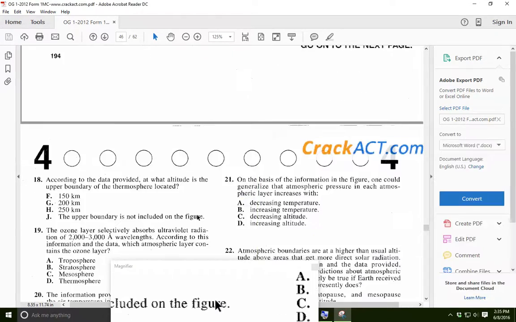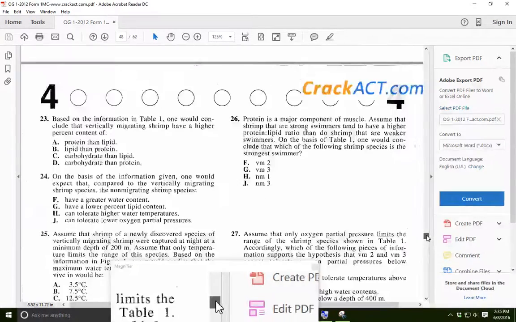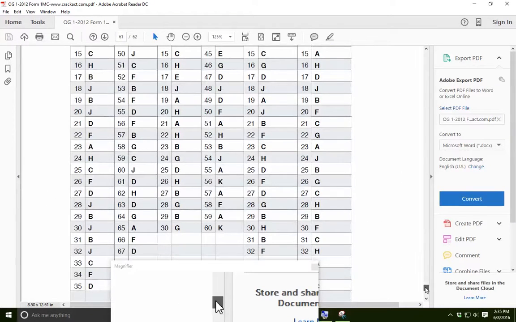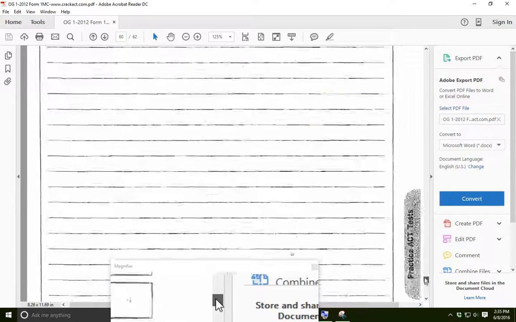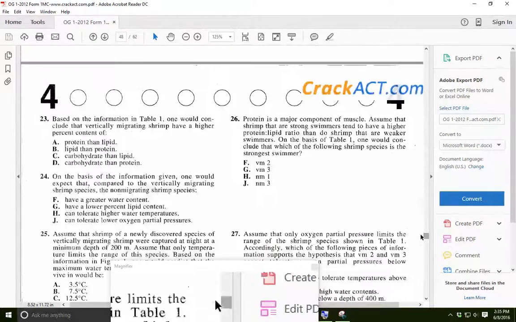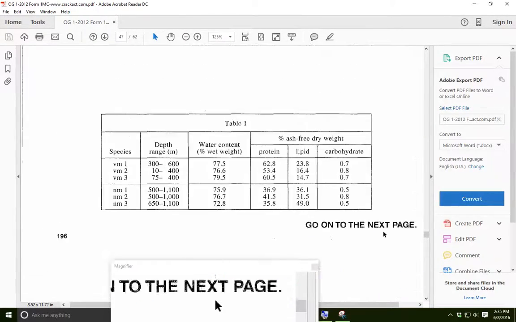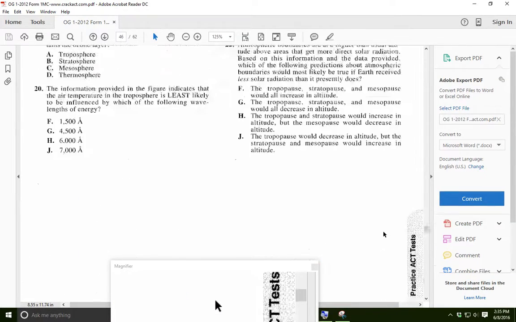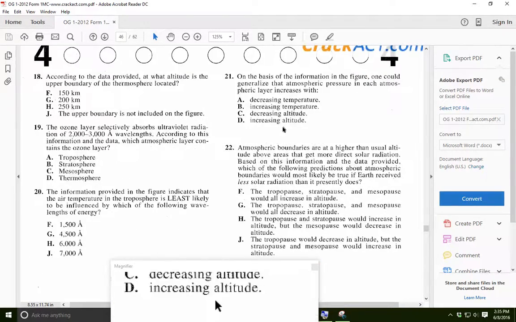And let's try to check if that answer is correct. 21 is C. Yep, I was correct. Okay.